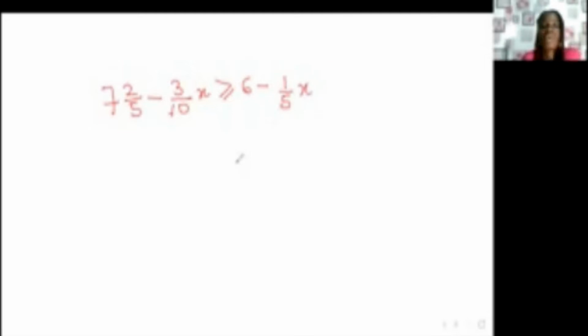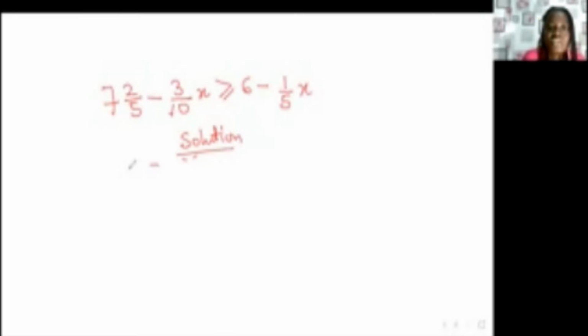Our 7 whole number 2 over 5 minus 3 over 10 x greater than or equal to 6 minus 1 over 5x. So you get a question like this, how do you solve it? The first approach is to find the LCM.